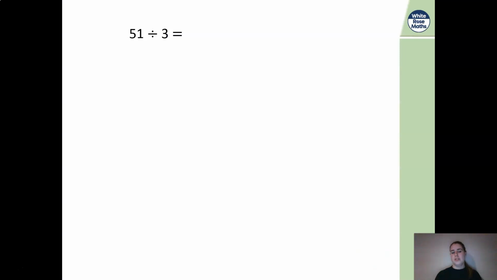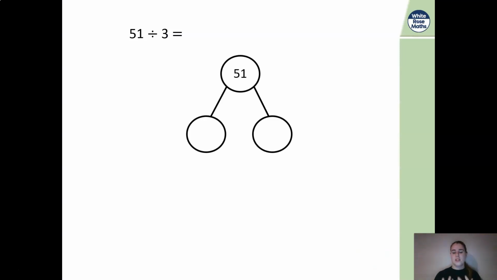Okay, 51 divided by 3. So first of all, we need to think, well, how can we partition this? And we need to be looking for multiples of the number we're dividing by. Now, I could do it the easy way, and I could partition it into my tens and ones. That's what we tend to usually do for multiplication. But if I then needed to divide my 50 and my 1, I'm going to struggle to divide them both by 3. Okay, because that way, I'm going to end up with a decimal number. And I don't think we can cope with decimal numbers at the moment.